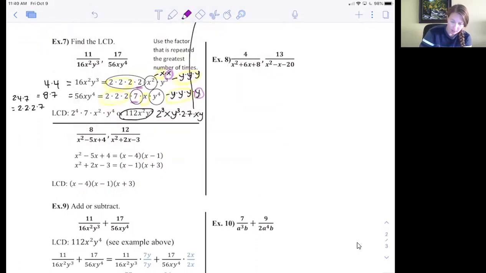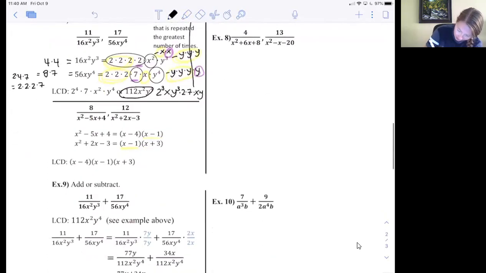So then I look, I'm going to say, what do I have in common? So I've got in common an x minus 1 and an x minus 1. So I'm going to rewrite that. My LCD is going to have an x minus 1. And then I say, what do I not have in common? And I need to write that. So I have an x minus 4 and an x plus 3. So then I'm going to write those, x minus 4 and an x plus 3. So that's my LCD.